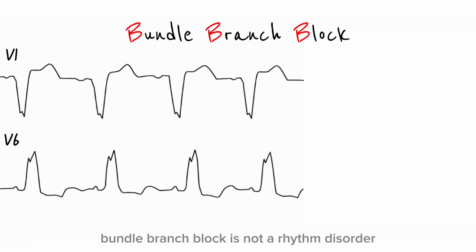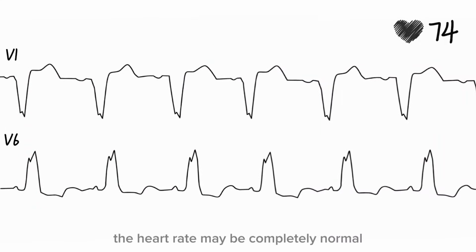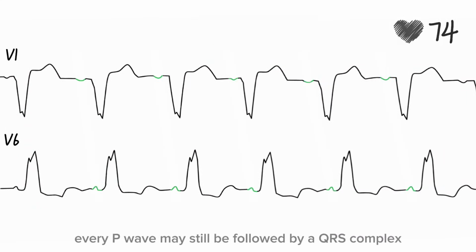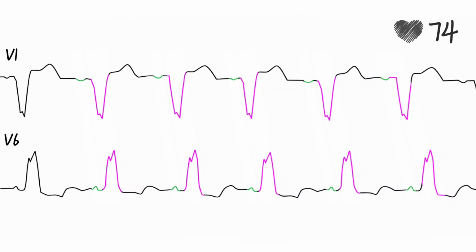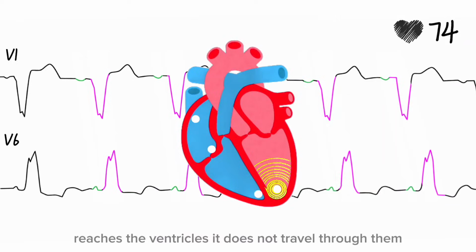Bundle branch block is not a rhythm disorder. The heart rate may be completely normal. Every P wave may still be followed by a QRS complex. And yet, something is not right. Because even though the electrical impulse reaches the ventricles, it does not travel through them the way it is supposed to.